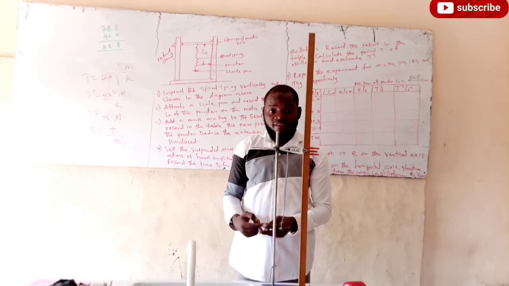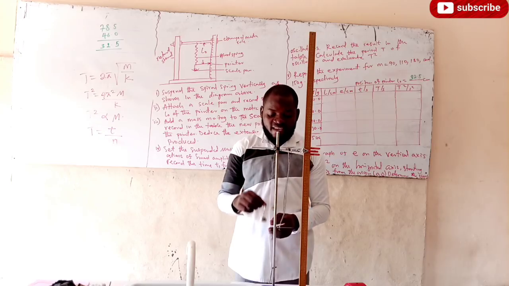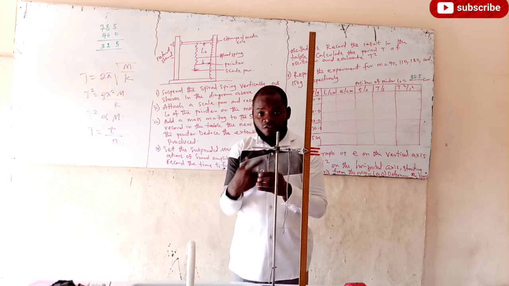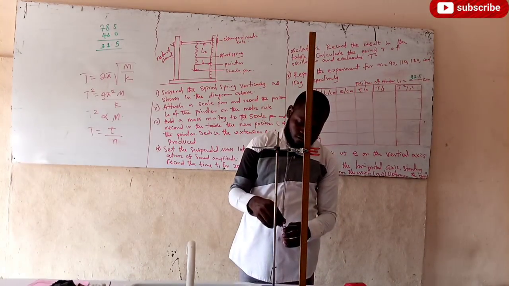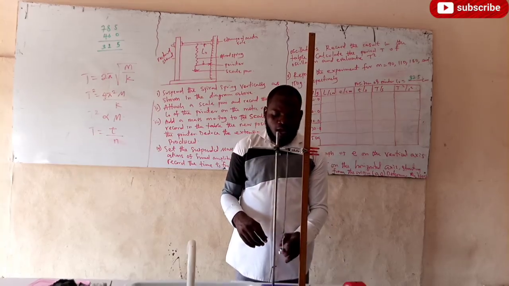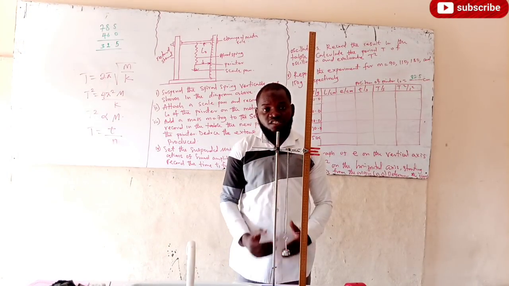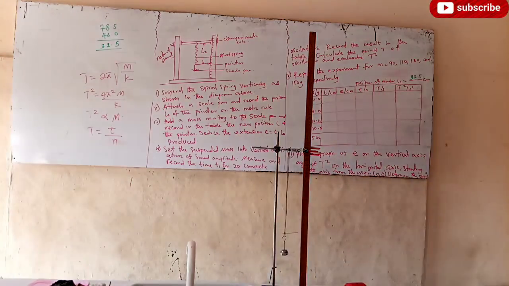So I had a mass of 50, then I had a mass of 20, making 70. Remember I said you should neglect the weight of the pan. After putting that, what you observe is that the spring pulls down. So now let's check what the new length will be.